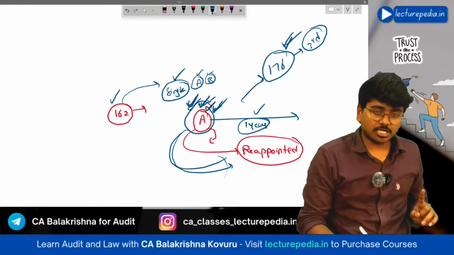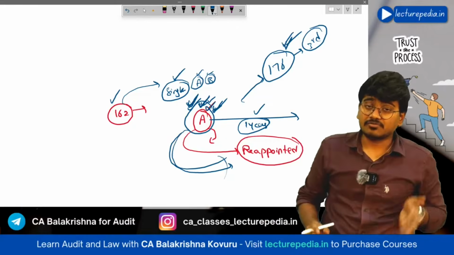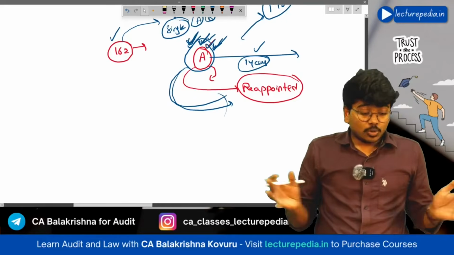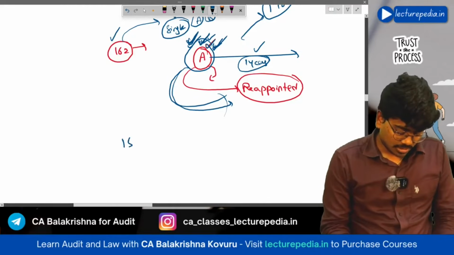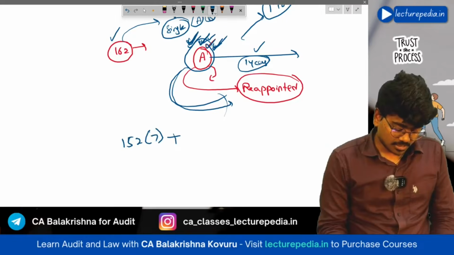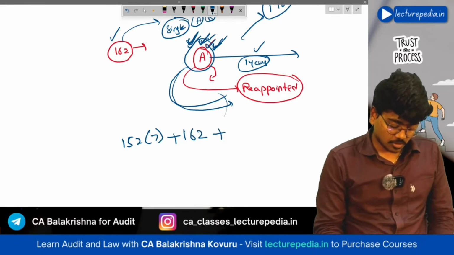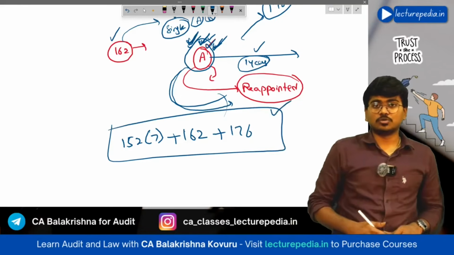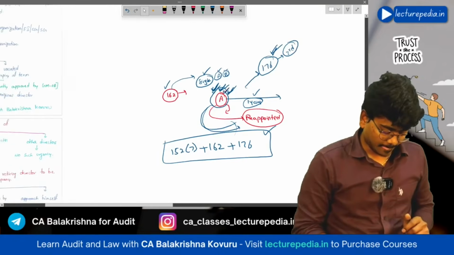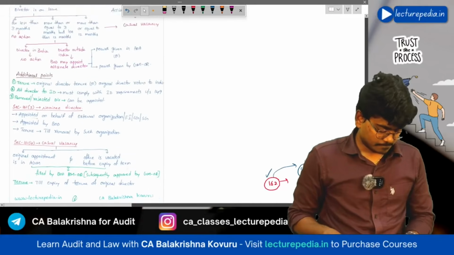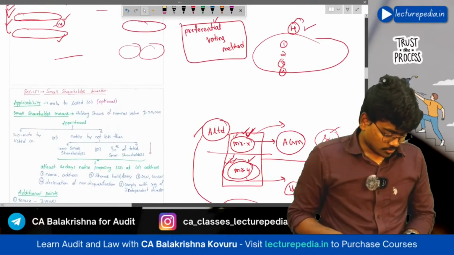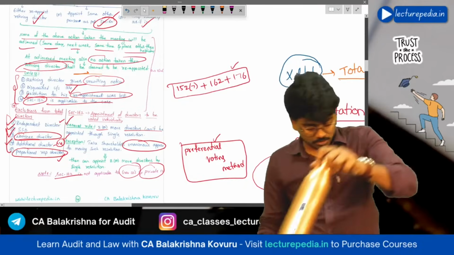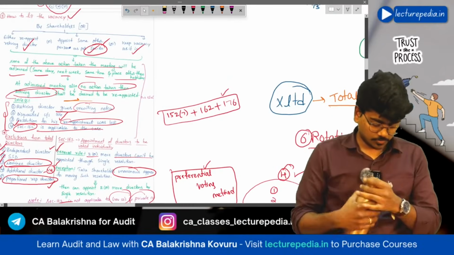But deemed reappointment will not be applicable because he is not a director in the first scenario itself. Hope you got an idea. So here you need to interlink all these three sections. What are they? 152 subsection 7 plus 162 plus 176. These three sections together you have to read. So that was about section number 162.